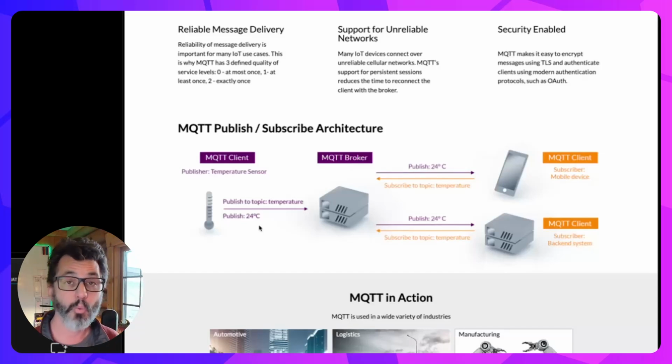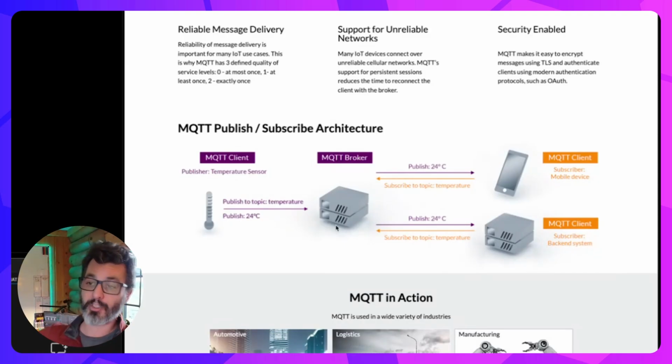Now, what are the things that they publish and subscribe? In MQTT, they're referred to as topics. If you look at this example here on the screen, you can see we've got a temperature sensor, a thermometer, and it is an MQTT client, and it's going to publish its temperature. It's going to publish to the topic temperature. The broker is going to capture that and make it available to subscribers.